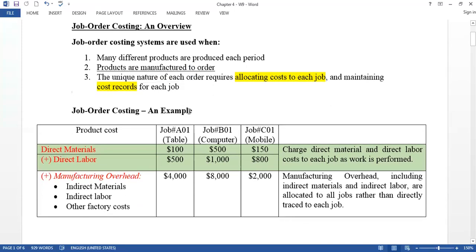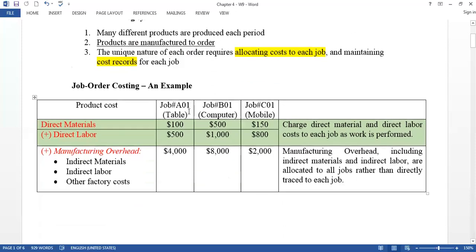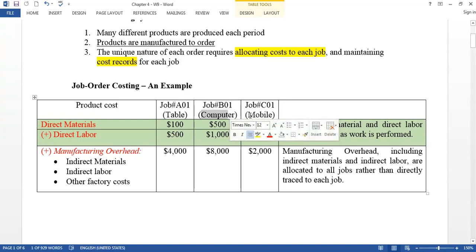Now look at the example for the job order costing overview. So we have three products produced in this factory. We produce tables, and it is called job number A01. Then job B01, we produce computers, and job number C01, we produce the mobile. So these are three different products.